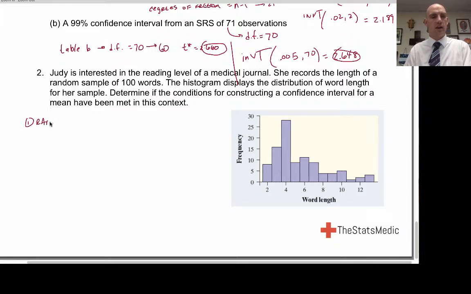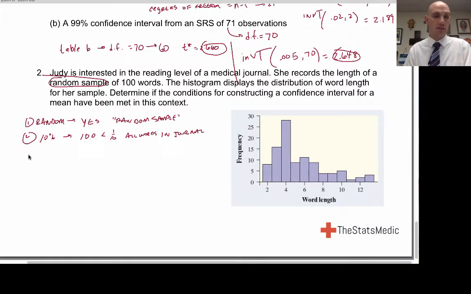1. Is it random? Yes, it is. We have evidence here. It says random sample. Does it meet the 10% condition? A medical journal, is the 10% condition met? Let's see. Is 100 less than 1/10 of all the words in the journal? Yes. They're not going to catch us on that technicality.